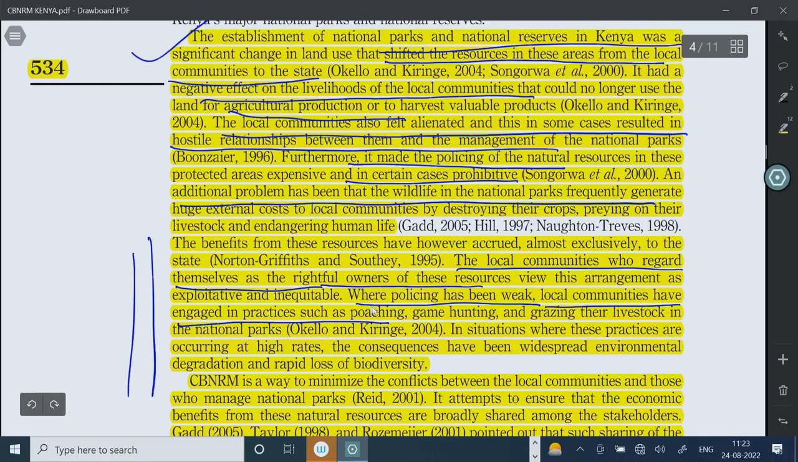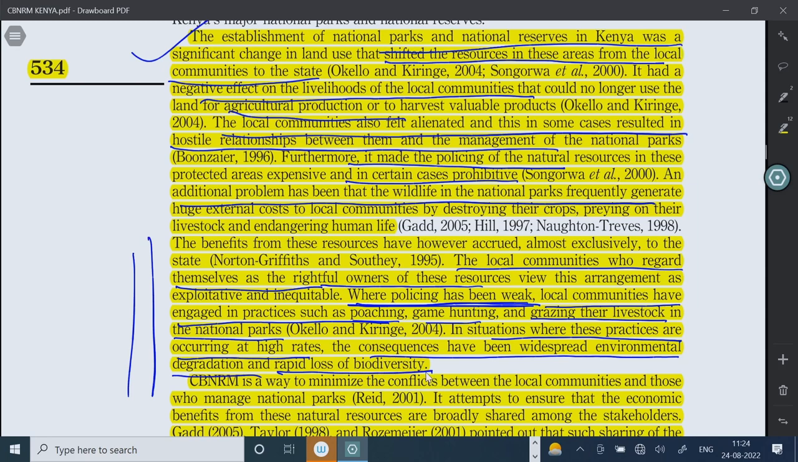But we need to understand, and this case study allows you to understand and think for yourself, how these things started. Wherever there is a little bit of loophole or weakness in policing, definitely the local community will try to enter that forest area and take out the resources they feel are valuable for them. And there starts poaching, game hunting, grazing their livestock inside the national parks. So, in a situation where these practices are occurring at a very high rate, certainly the consequences will be widespread environmental degradation and rapid loss of biodiversity.